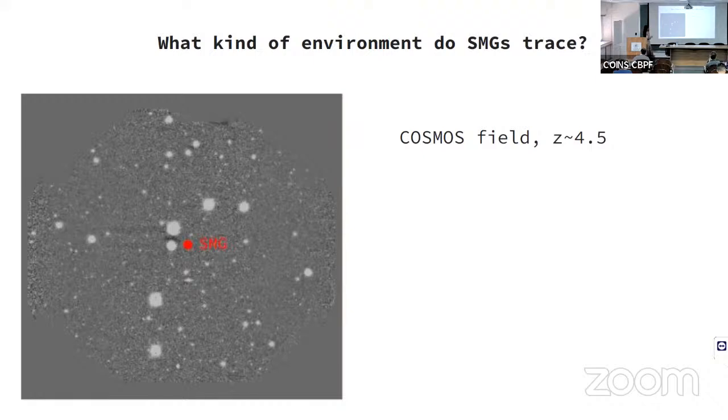And here we have a picture of the COSMOS field. The COSMOS field has been extensively studied, and we know that we have many detections of submillimeter galaxies in this field. The idea is we select one submillimeter galaxy in this field at redshift 4.5, and then we are trying to see if we can see an overdensity over this region.